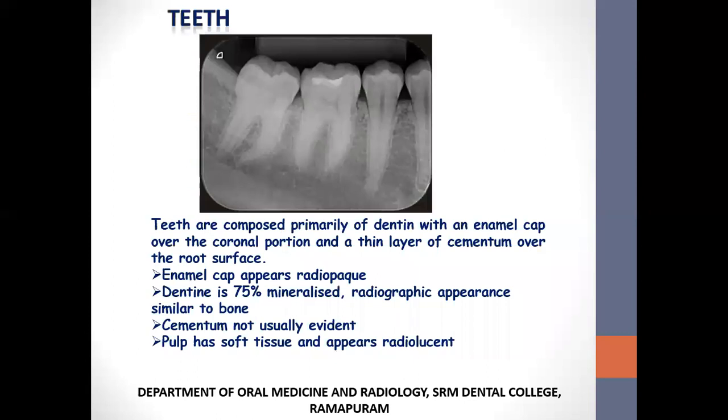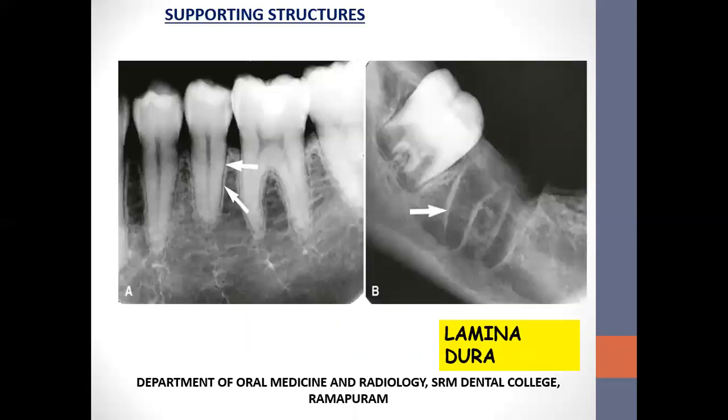Teeth are composed primarily of dentine with an enamel cap over the coronal portion and a thin layer of cementum over the root surface. The enamel cap appears radio-opaque. Dentine is 75% mineralized, so the radiographic appearance is similar to bone. Cementum is usually not evident in a radiograph because the radiographic contrast between dentine and cementum is similar. Pulp has soft tissue and it appears radiolucent.